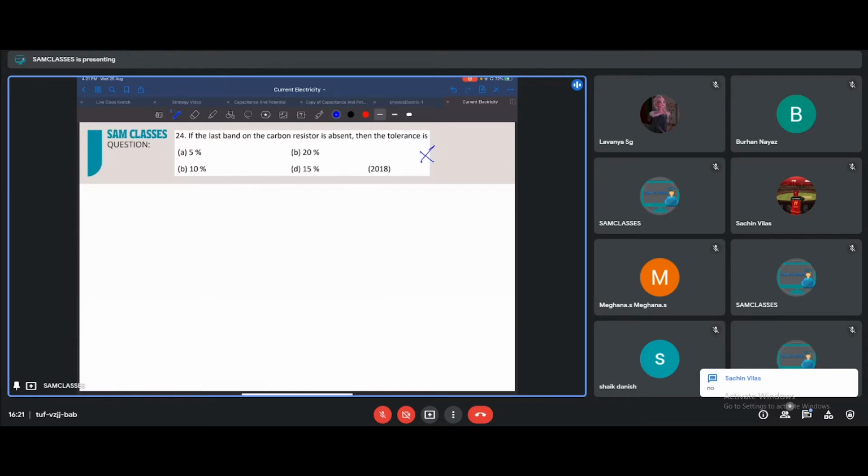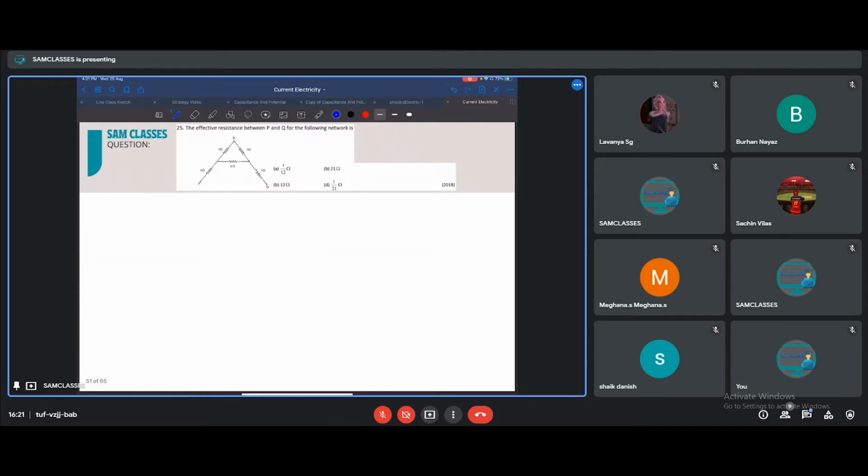See, they've said that the last band on the carbon resistor is absent. If it is absent, it means no color. Directly, the tolerance band is 20%. That's it. If you remember that, it's more than enough. There are 3 tolerance bands: gold, silver, and no color. No color is for 20%. That's it. Now coming to the next.